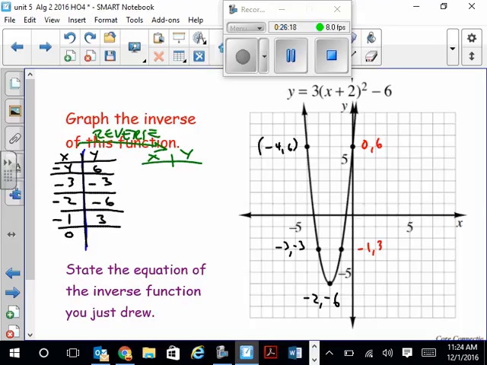3 and a 3. -3. Where are you? -3. 1, 2, 3. 1, 2, 3. He's right on top of the old guy. -6 and a 2. -6 and a -2.